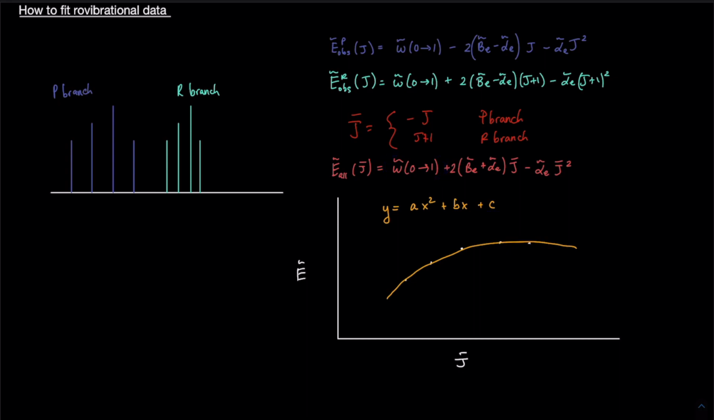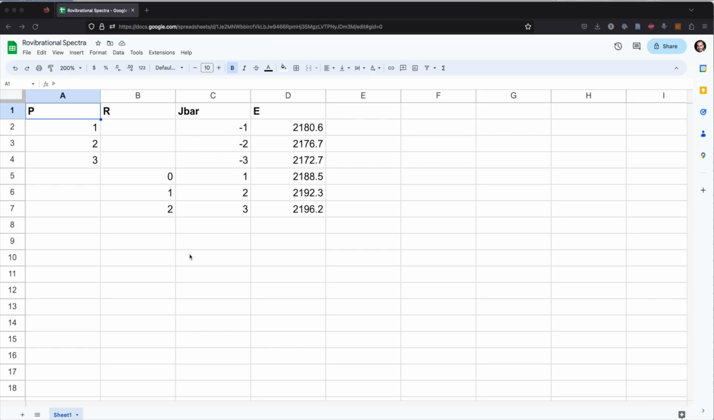Okay, so next let's see how we can actually do this, and we're going to do this using Google Sheets. I'm going to use some synthetic data here just to demonstrate what we're doing. I'm trying to organize this a little bit, so I'm keeping the P branch data here, and I'm going to label it P branch. Remember, the P branch goes from 1, 2, 3, and so on. And then the R branch starts at 0, goes up 1, 2, 3, and so on.